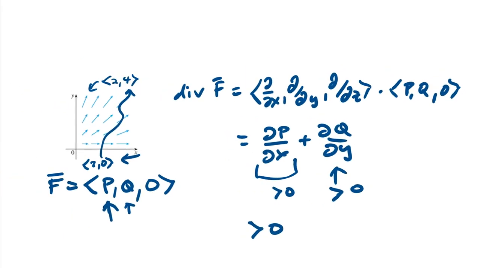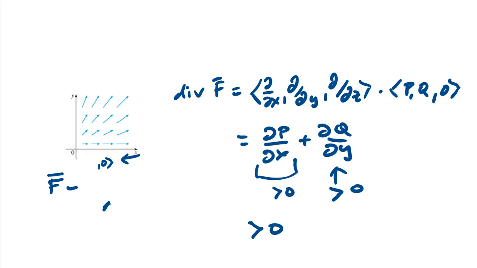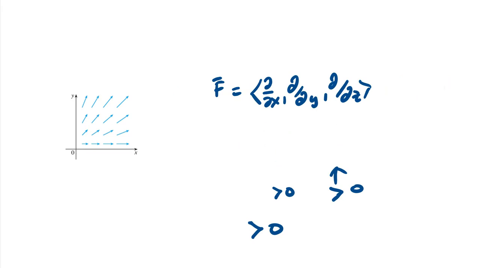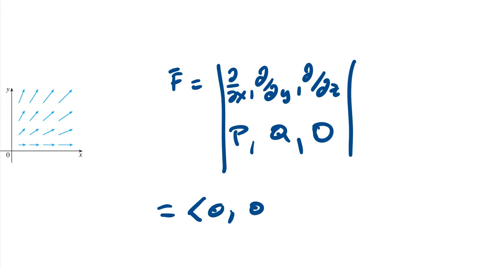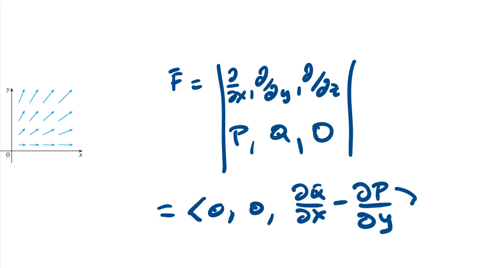Okay, now let's look at the curl of F. This will tell us if there's any circularity around this thing. So the curl of F, we pick this vector here and cross it with F. F is just (P, Q, R), and R is 0 in this case. I think I've shown this to you before. This is just (0, 0, the partial of Q with respect to x minus the partial of P with respect to y). So check that out.